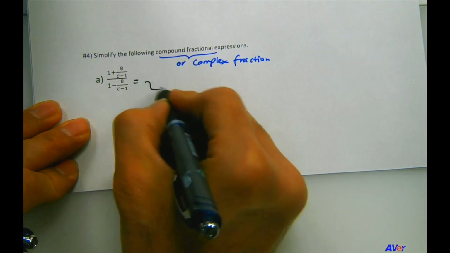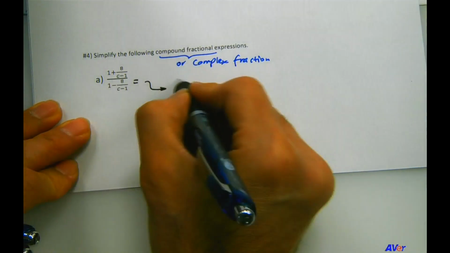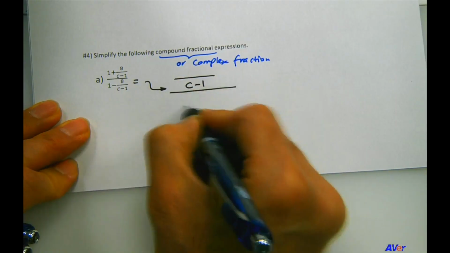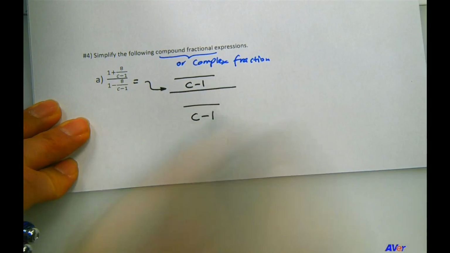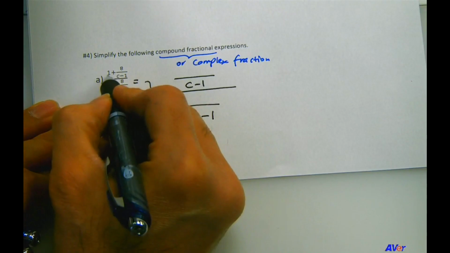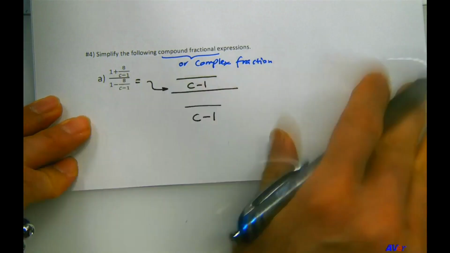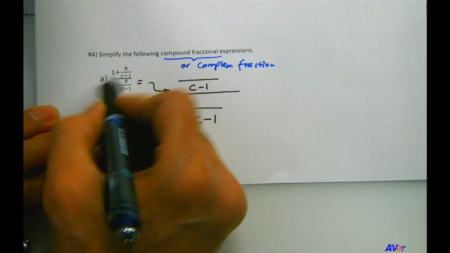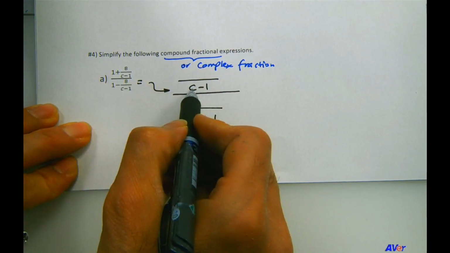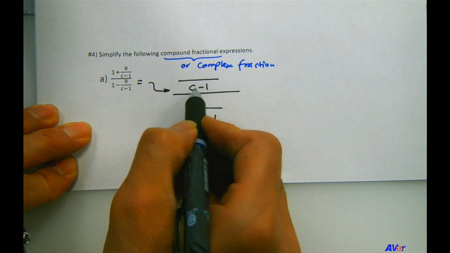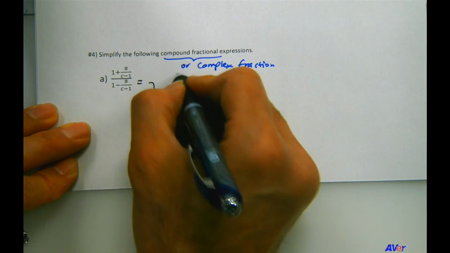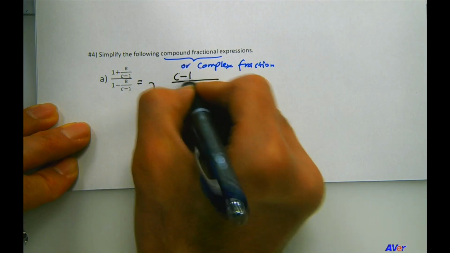So the common denominator in the numerator is c minus 1. The common denominator in the denominator, again, is c minus 1. Right? In the numerator, the denominator of 1 is just 1. So what's missing from the denominator here when you compare it with the common denominator? The whole thing is missing, c minus 1. So multiply 1 by c minus 1. What do you get? c minus 1.